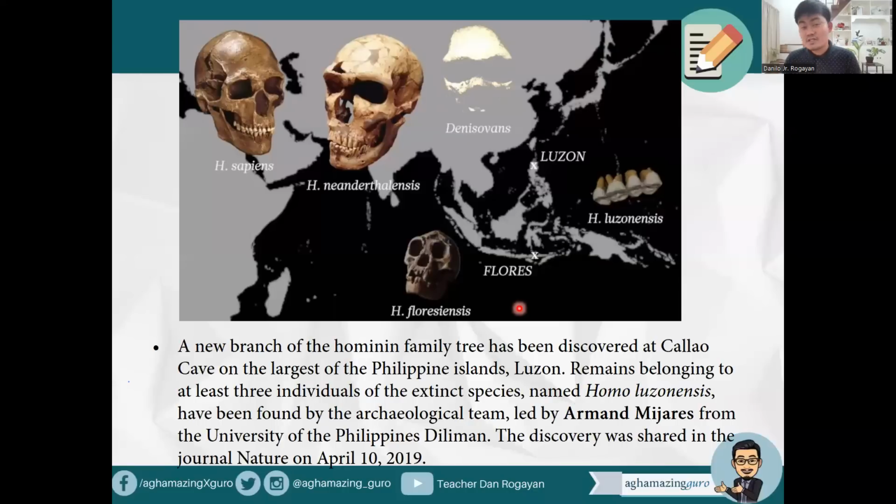Okay. So prior to the discovery of Homo luzonensis, we also have one hominin species found in Flores, Indonesia, which was scientifically known as Homo floresiensis. Floresiensis. Okay, so just in case.